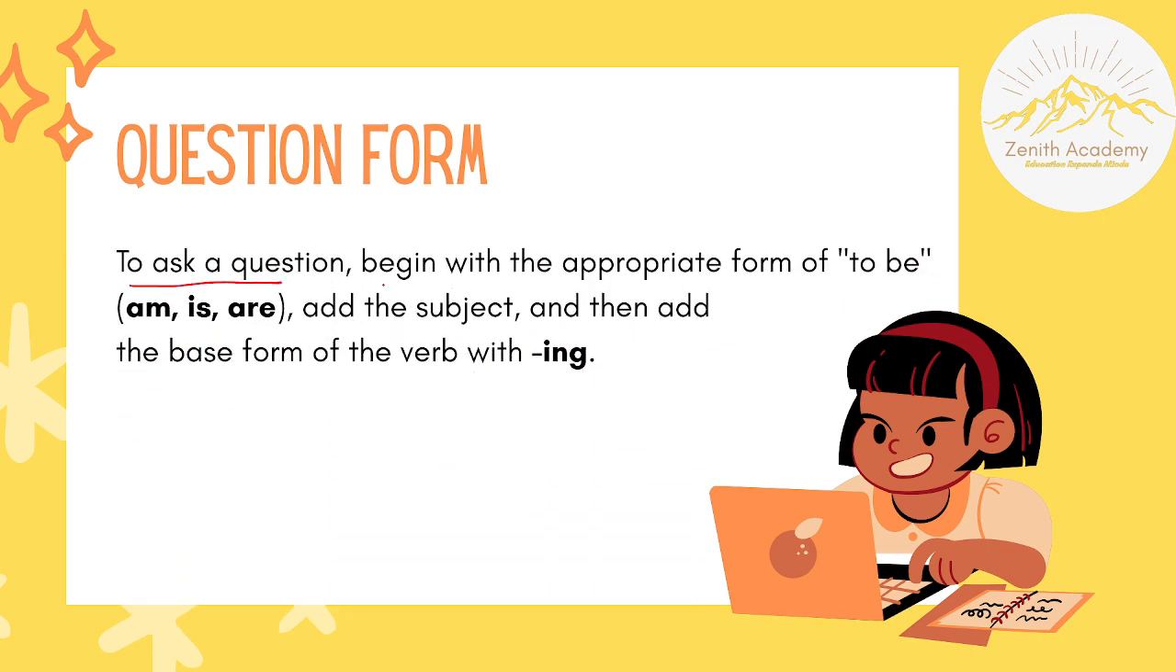Now, to ask a question, you should always begin with the appropriate form of to be. So that's the first point. You should not start with the subject. You have to start with the appropriate form of to be, that is am, is or are. And then you have to add the subject. And then you have to add the base form of the verb along with ing.